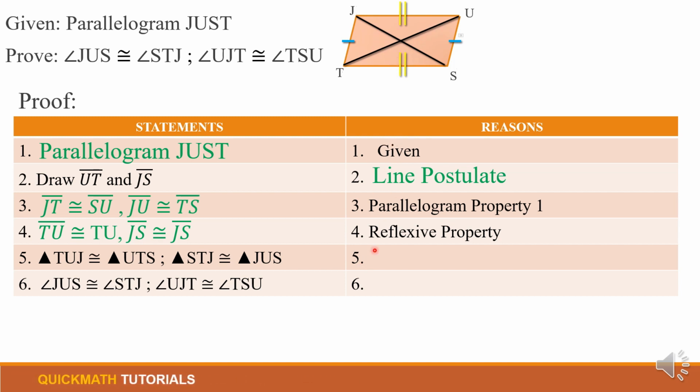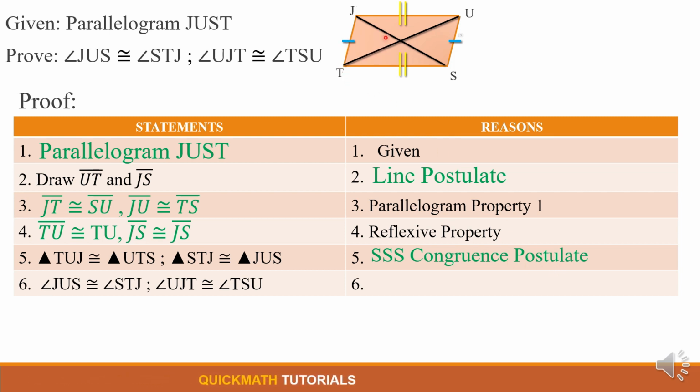So for number 5, we can say that these two triangles are congruent since we have the angle, the side, and also these sides, the diagonal, since we have the reflexive property. So we have the SSS congruence postulate, or side, side, side. Or this one, the diagonal, this side, and this side, and this side. So the three sides of a triangle are congruent to the corresponding sides of the other triangle.